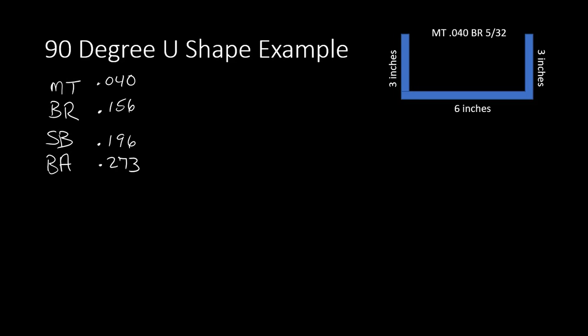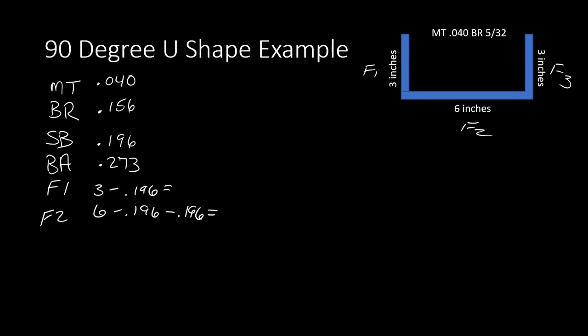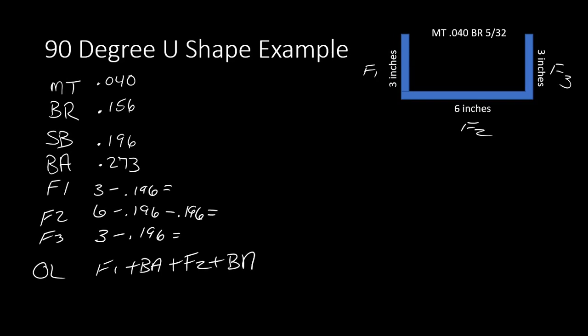0.273 from the chart. Now that I have all that fun stuff, I can figure out my flats. So I'll have flat 1, flat 2, flat 3. So I'm going to have 3 inches minus 1 setback. Flat 2 is going to be 6 inches minus 2 setbacks because it's involved in 2 bends. And then flat 3 would be 3 minus 0.196. Again, overall length is flat 1 plus a bend allowance plus flat 2 plus a bend allowance plus flat 3.